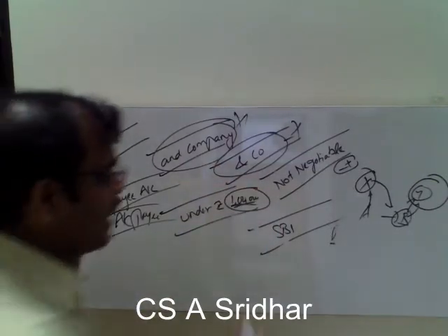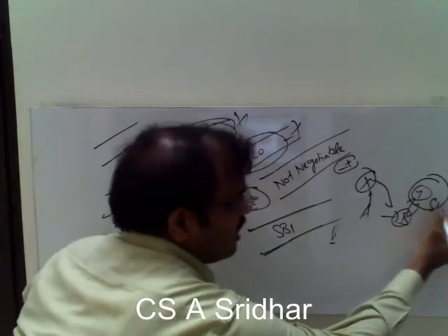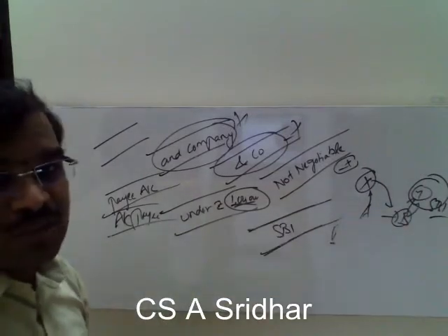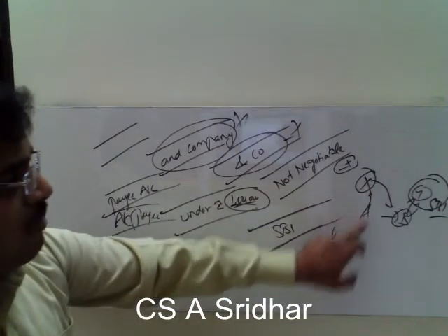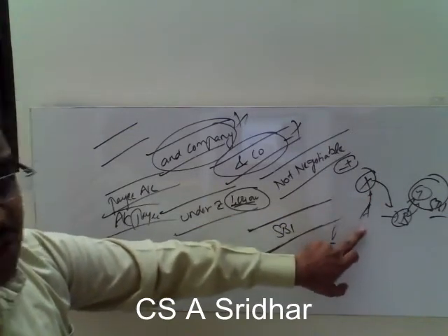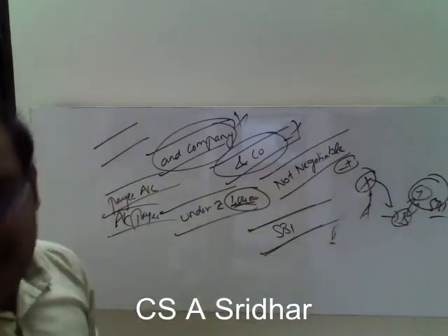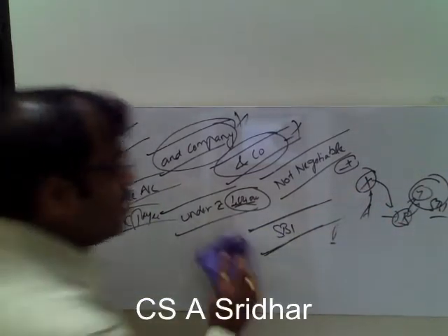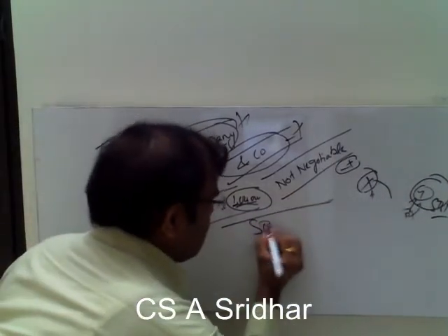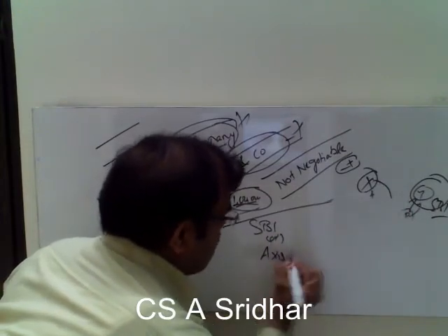And if I am writing like this "SBI," what does it mean? The collecting banker must be SBI. So my instruction as the drawer, that is A, to my X banking company is that the collecting banker must be SBI. Suppose, take the example, if I am writing like this "SBI or Axis Bank."